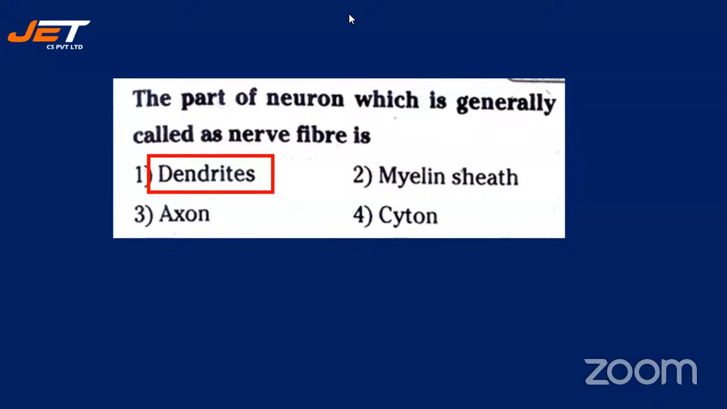One second, students. Please mute yourself. The part of neuron which is generally called as nerve fiber is dendrites. Yes, very good. So many students have given me option 1. That's good. Bhavana, Reshma, Shashank, Sanjana, Gayatri, Ruchita, Akhilesh, Srinidhi. Yes, very good. Let us move to the next question.